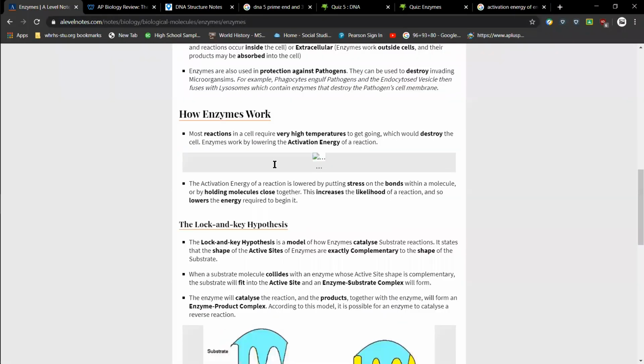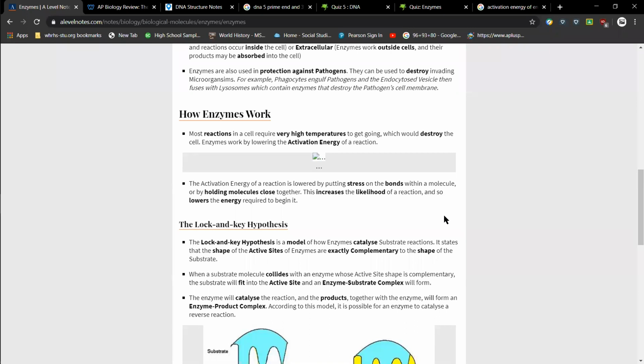So coming back here, the way that they do this is they put stress on the bonds within a molecule, or the molecules that are close together. Remember I said it kind of bends those bonds, and because it puts stress on this, it's almost like the enzyme uses energy and starts to bend those bonds. And because of the bending of the bonds, it decreases the activation energy.